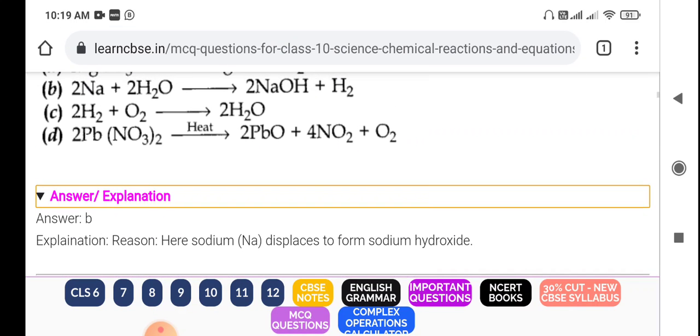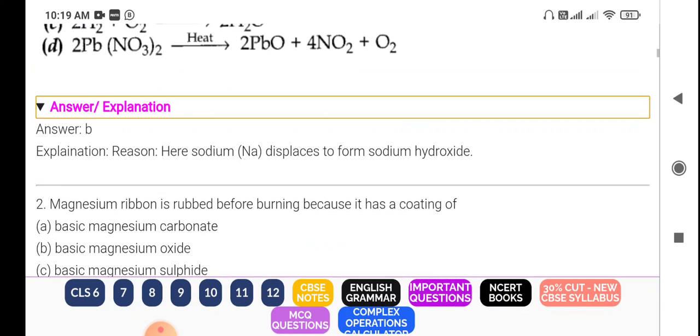So here B is the correct answer. Reason: sodium displaces hydrogen to form sodium hydroxide. So B is the correct answer. 2Na plus 2H2O gives 2NaOH plus H2.